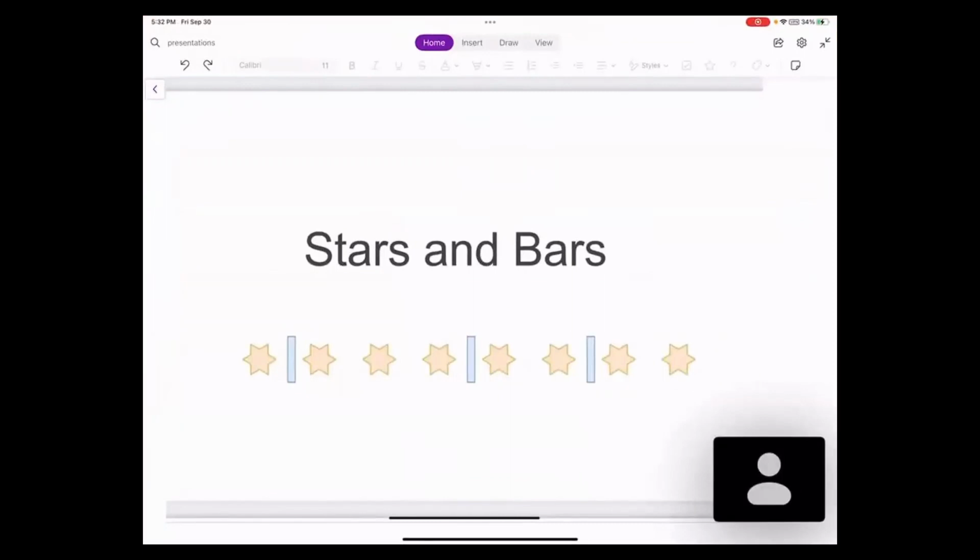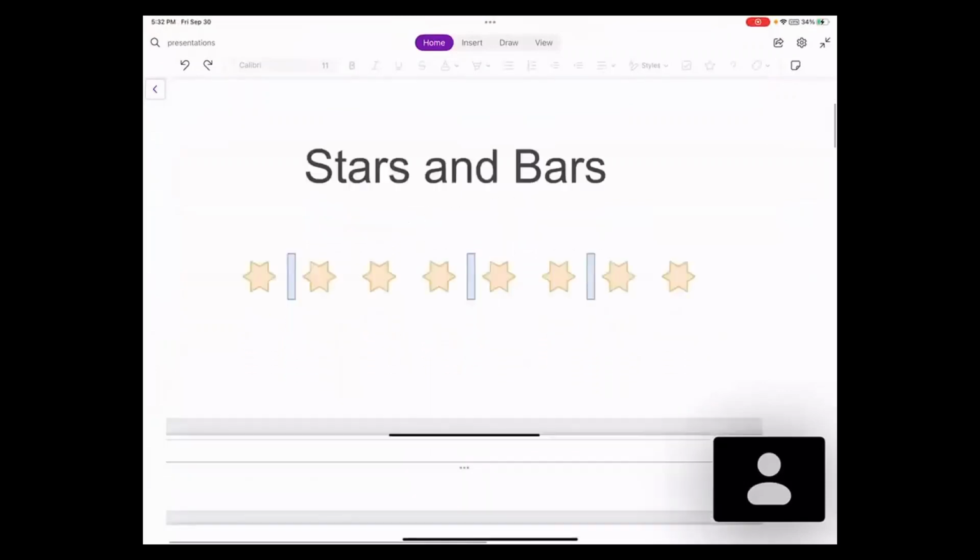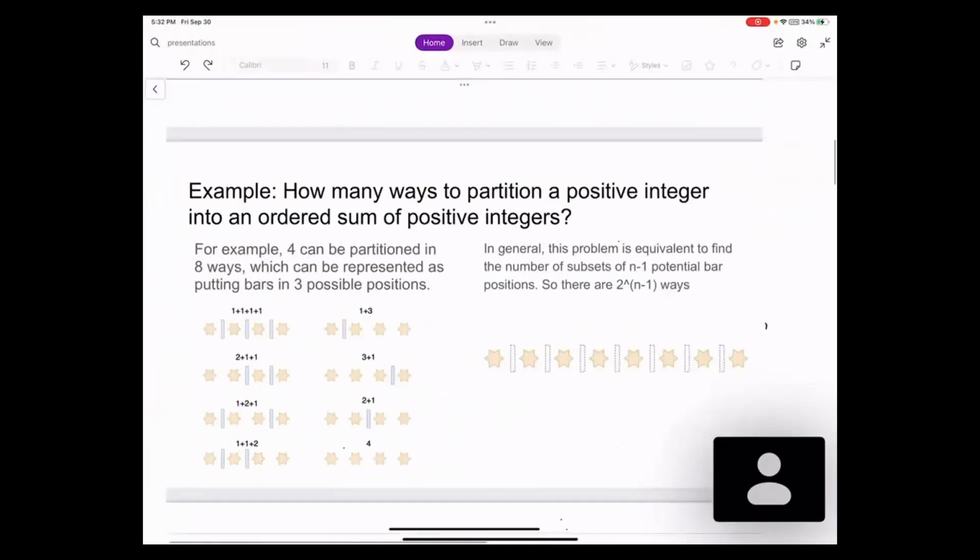All right, so today we're gonna talk about stars and bars, which is a common technique you can use in some combinatorics problems. The first example is how many ways we can partition a positive integer into an ordered sum of positive integers. For example, we can partition 4 in 8 ways. One of the ways we can do it is 1 plus 1 plus 1 plus 1. We can also do 1 plus 3 and 2 plus 1 plus 1 and so on.